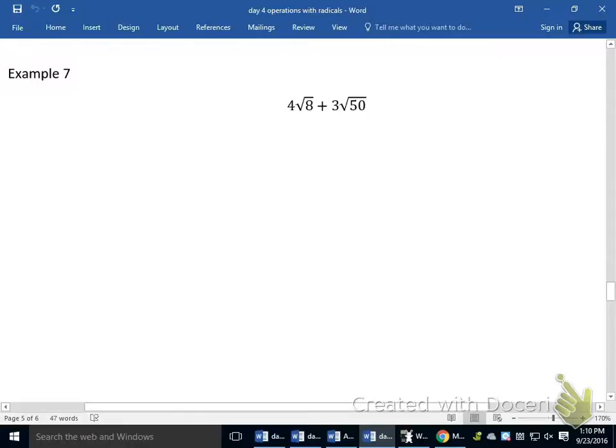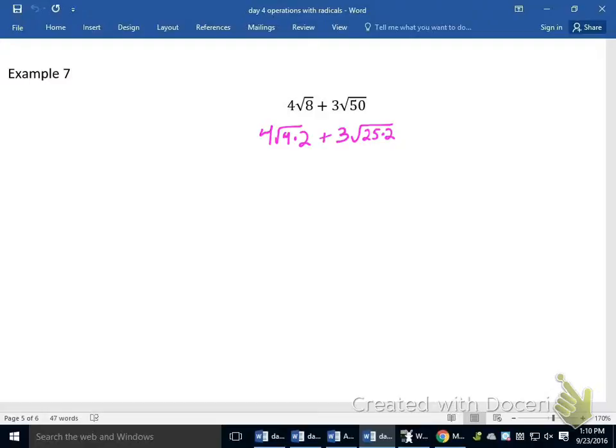Alright, lastly today, on these last two examples, we're talking addition and subtraction and when that can, in fact, happen. Right now, I cannot add these two roots together, so I'm actually going to work on just simplifying them independently. Looking at that root of 8, the largest perfect square that will go into 8 is 4. It goes into it twice. Plus 3 root 50. While I'm at it, I might as well talk about 50. 25 will go into 50 twice as well.